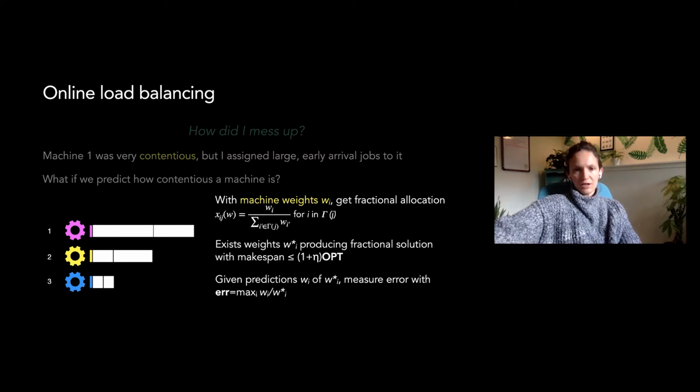So our question is, if these machine weights can serve as a good indicator for how contentious a machine is and can help us to make fractional assignments which have good makespan, then can we predict those good weights? Can we predict some weights W that are a good prediction for W star? And you should ask, what does good mean? What does it mean to have a good prediction for W star? The error metric that was used is this: the max over all the machines of w_i over w_i star, where you can assume without loss of generality that w_i is greater than w_i star for all i.